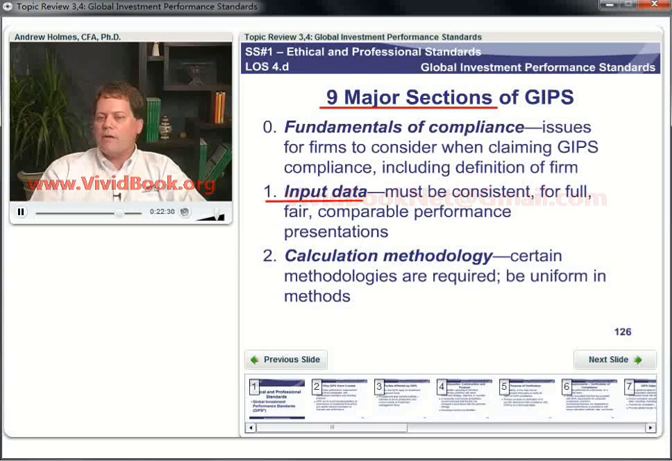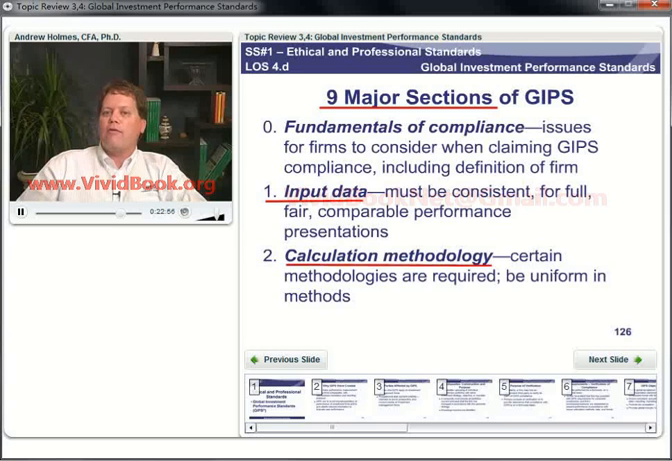How do you harvest the data? How do you store it? It's got to be consistent. All the data has to be there in order to make comparable performances. So there are lots of requirements associated with the collection and storage of the data. Okay. Number 2, so on our list of 9, this would be number 3, but I'm just going to go by the numbering system they use, 0, 1, 2, are the calculation methodologies.